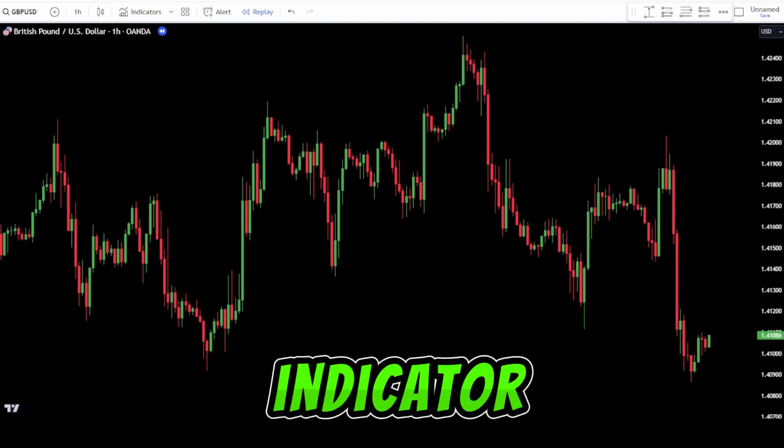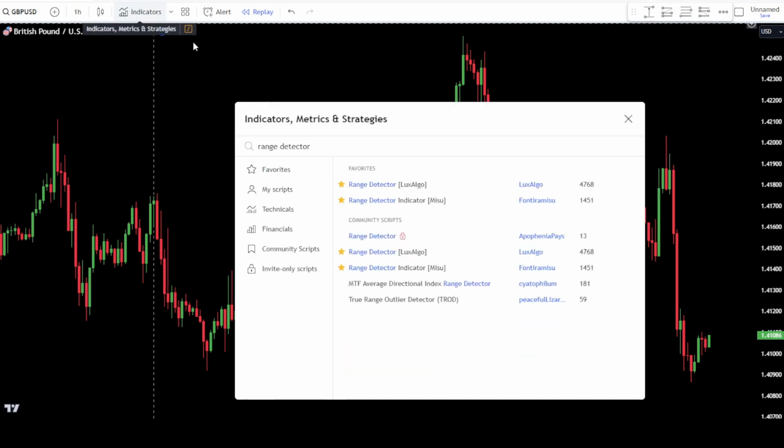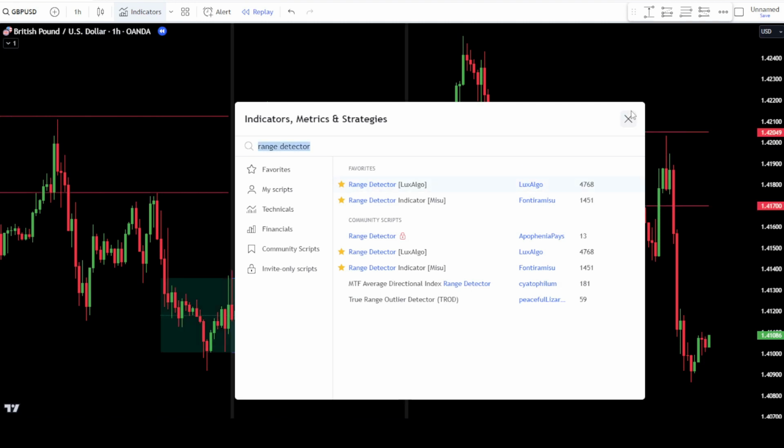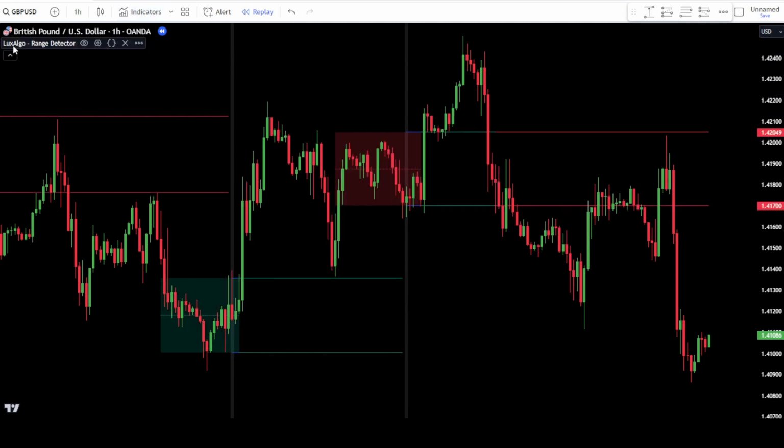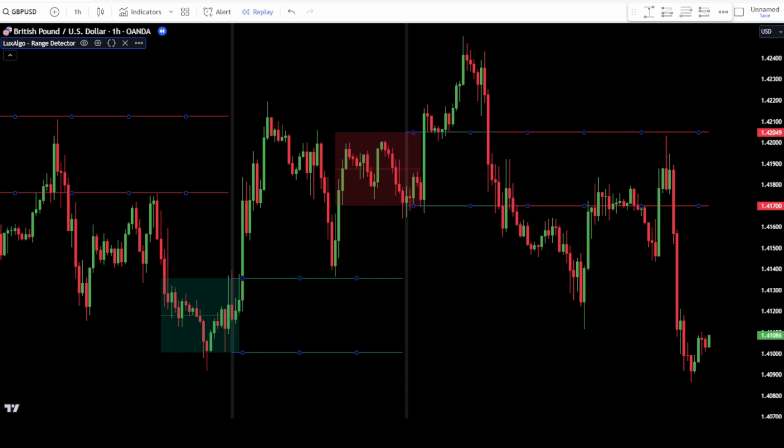To use this indicator, you need to access TradingView. Go to the Indicator Search tab and type Range Detector. Choose the Range Detector from Lux Algo. Next, navigate to the Indicator Settings tab. You can manually adjust the settings, but for this example, we will use the default settings. If you are using this indicator as a standalone tool, follow these steps.